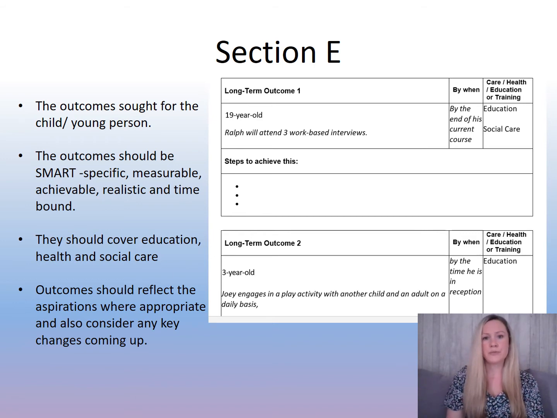So there are a couple of good examples here, and again the format might vary slightly in your EHCP, but the one for a 19-year-old, one example is Ralph will attend 3 work-based interviews by the end of his current course, and this will be delivered through education and social care. The second example is for a 3-year-old. So Joey engages in a play activity with another child and an adult on a daily basis by the time he is in reception, and this will be delivered by education.